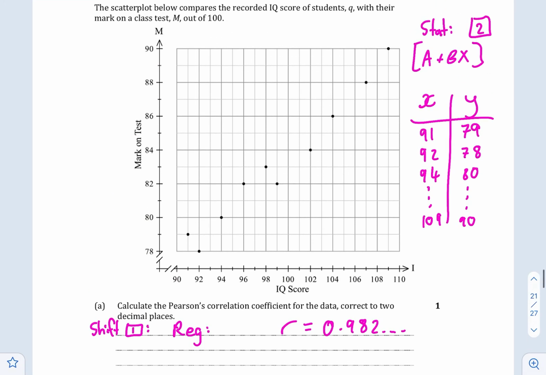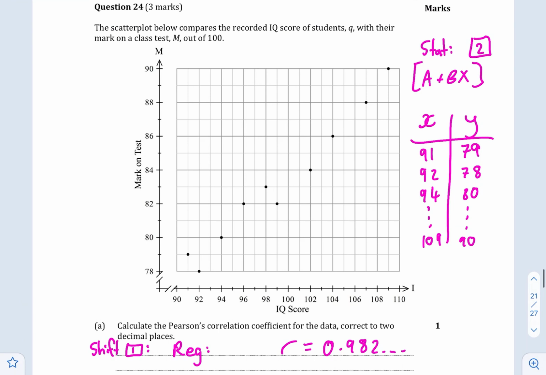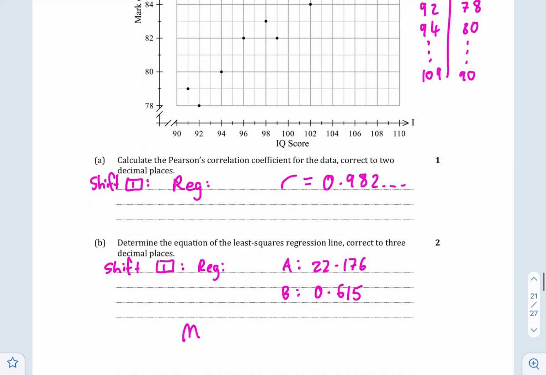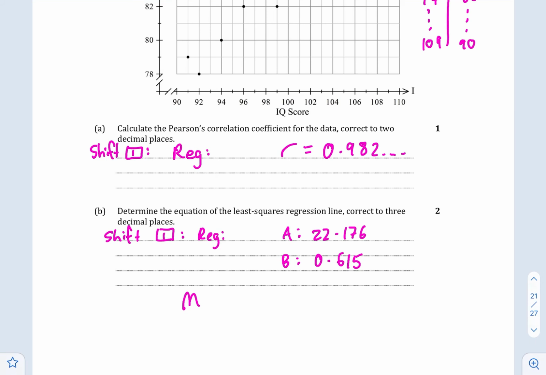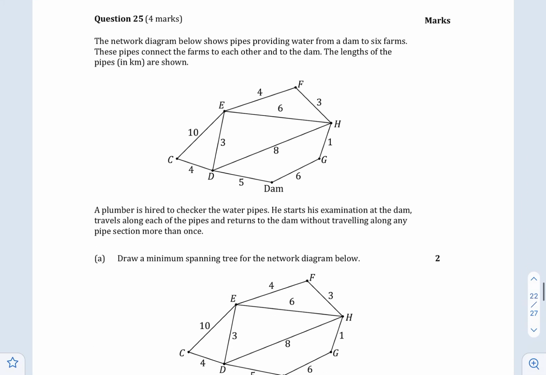So normally we'll do y is equal to, but because it's in this form here, you'll see the y value is actually m, and the x value is actually I. We would write it as m is equal to, now the b value goes with the I, so it's going to be 0.615 I plus 22.176.